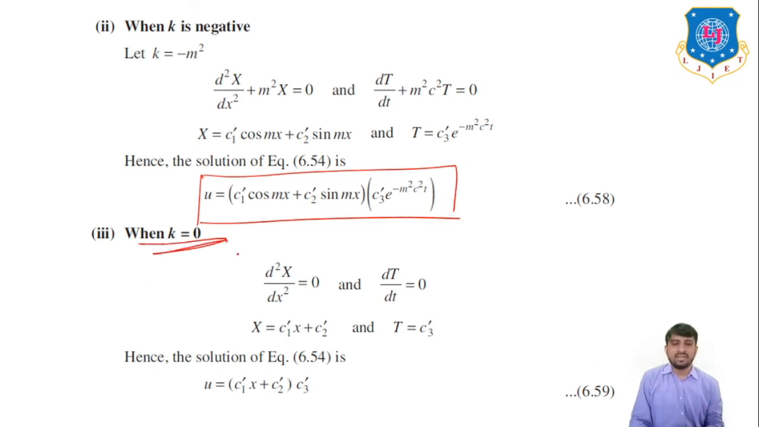Now when k is equal to 0, d square X by dx square is equal to 0, and dT by dt is equal to 0.